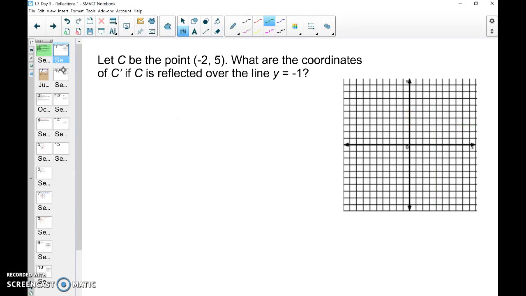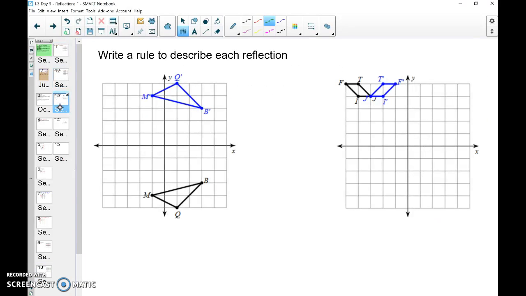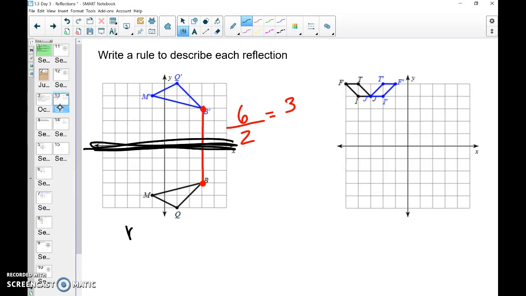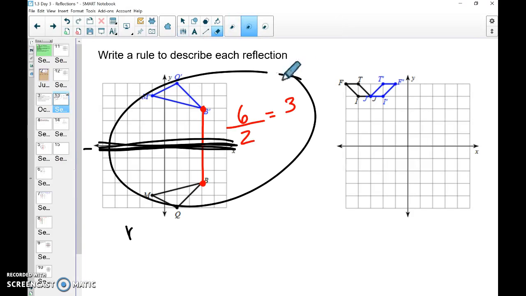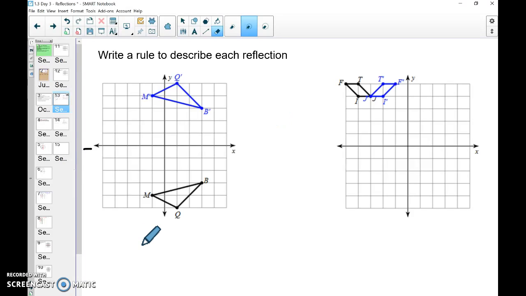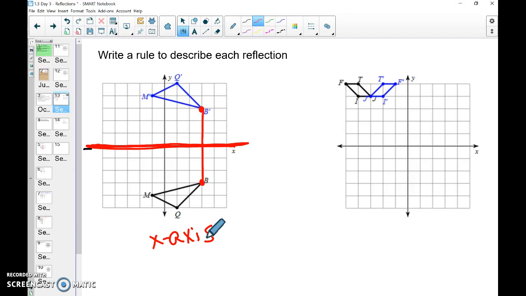Okay, so I'm going to skip these next ones. I want to talk about the rule. Here's how you figure out the rule. You pick 2 points that are the same letters. So I'm going to pick B and B prime. And then you connect your dots. Figure out how far apart they are. They're 6 units away. The line of reflection has to be right in the middle of the 2 shapes, which means it's 3 units in on each side, so it's right here. So this is reflected over the x-axis. So I would say that to describe the rule.